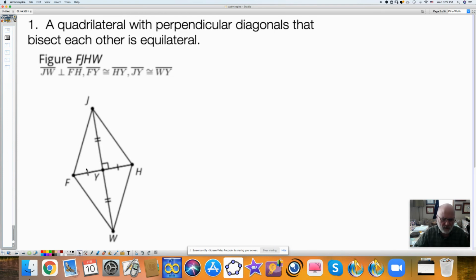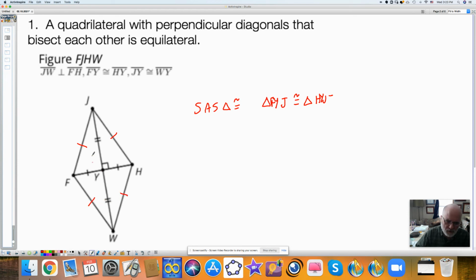First of all, the given information is marked. So I have two triangles here that are congruent. Why? Because of the side, angle, side triangle congruence theorem, I can say that triangle FYJ is congruent to triangle HYJ. Because they're congruent, that means that this side has to be congruent to this. By inference, I could also use this side, angle, side. This side has to be congruent to this one.